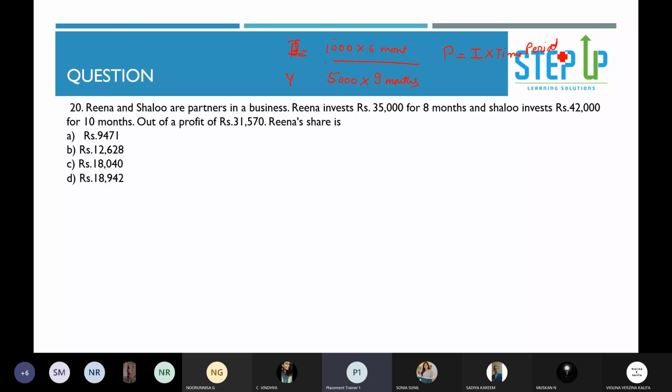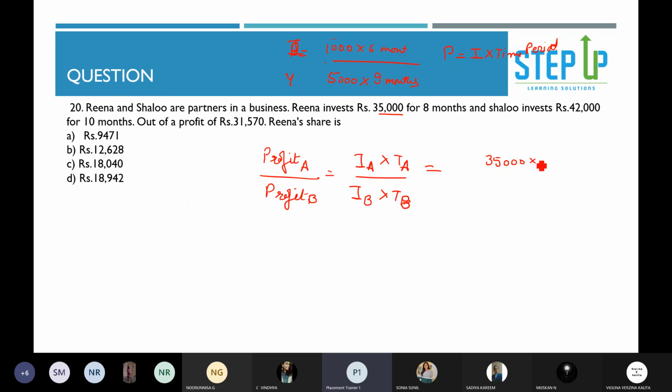All right. Profit is equal to what? Profit of A upon profit of B. Always profit depends on what? Investment done by A into time period of A, upon investment done by B into time period of B. So, Reena and Shalu are partners in business. Reena invested 35,000 for 8 months and Shalu invested 42,000 for 10 months. This was their profit.